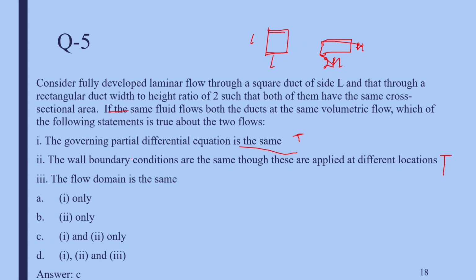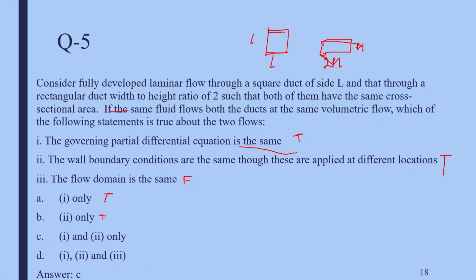So the flow domain is not the same between the square duct and the rectangular duct. So option 3, that is, statement 3 is false. Looking into the options, we have option A, which is 1 only. 1 is true, but it is not 1 only. The second statement is true as well. So in option B, we have 2 only.